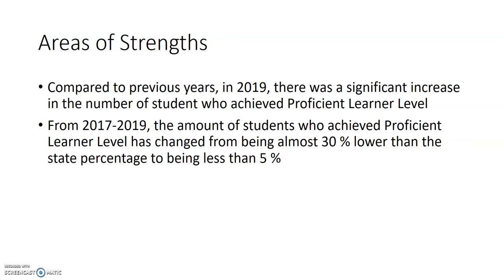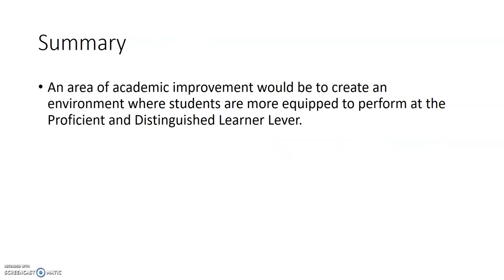But in that, we can talk about the strengths. Compared to those previous years we looked at, in 2019 there was a significant increase in the number of students who achieved proficient learner level. So that is wonderful news in terms of that area of strength. And from 2017 to 2019, the gap in students who achieved proficient learner level has changed from being almost 30% lower than that of the state to being less than 5. So that is a wonderful area of strength.